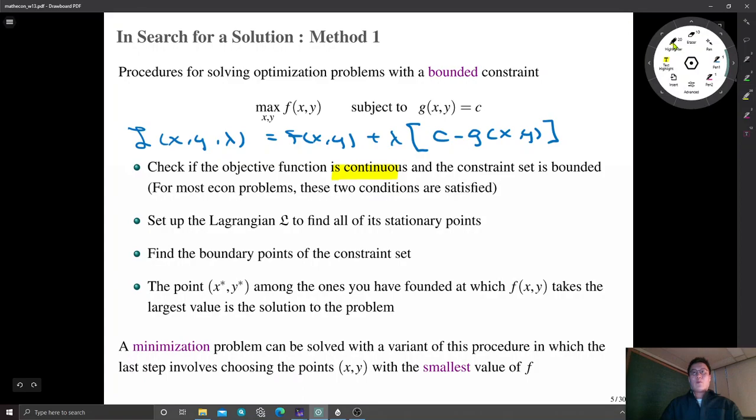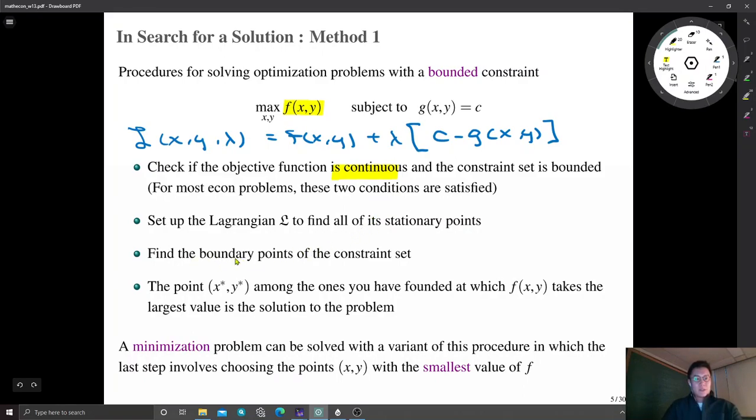Right? And then we evaluate not the Lagrangian, but the function we want to maximize at these stationary points. Because the Lagrangian is just the auxiliary function we use for solving the optimization problem. That's not what we want to maximize. What we want to maximize is the function f. Okay? So after finding the stationary points of this Lagrangian L, we have to evaluate the function f at those stationary points. Okay?